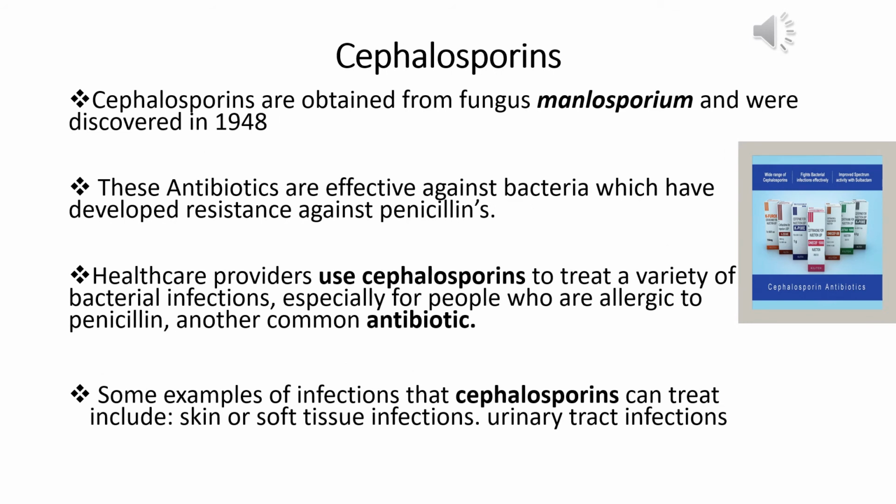The next antibiotic is cephalosporins. Cephalosporins are obtained from a fungus Cephalosporium and they were first discovered in 1948. And these antibiotics are effective against the bacteria which have developed resistance against penicillin. So those bacteria, students, which have developed the resistance against penicillin, we use cephalosporins to treat them.